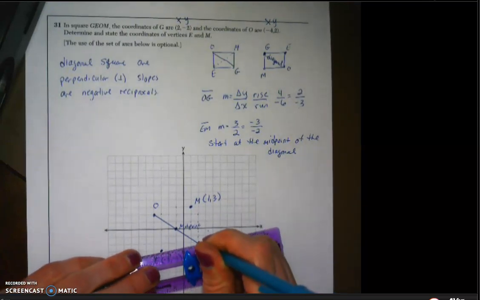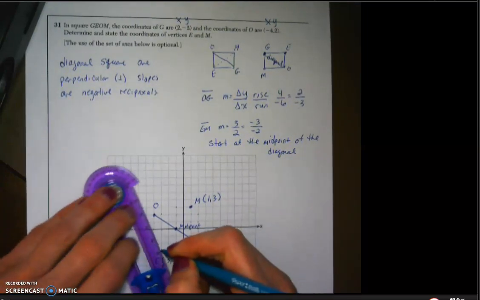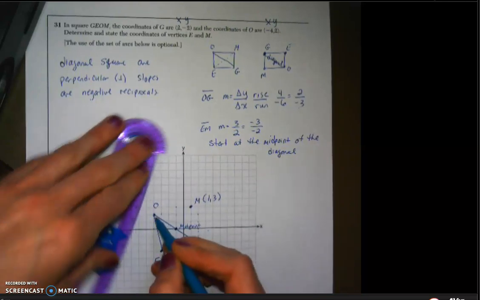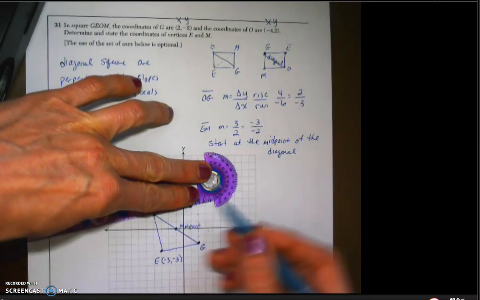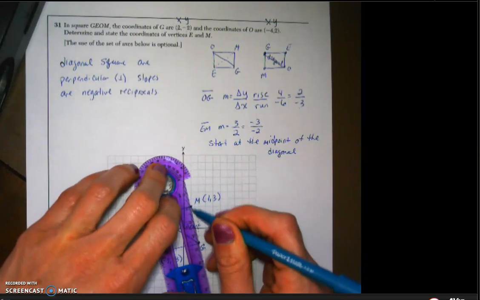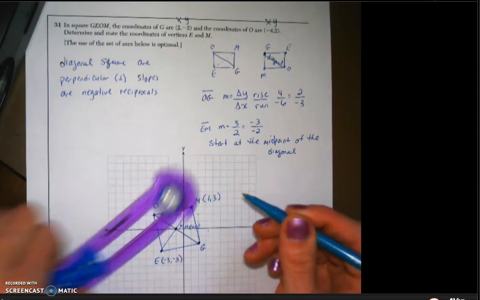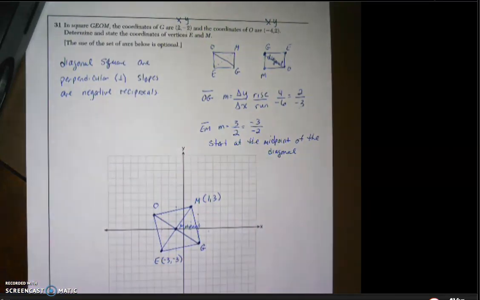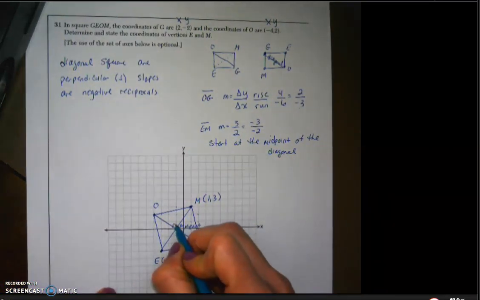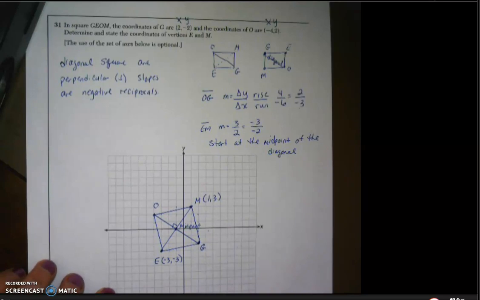G goes to E, E to O, O to M, and then M back to G, and we can even connect this other diagonal. We can see that the diagonals cross through the midpoint and they form a right angle. They're perpendicular. So the coordinates of M is at 1, 3. The coordinates of E, -3, -3.